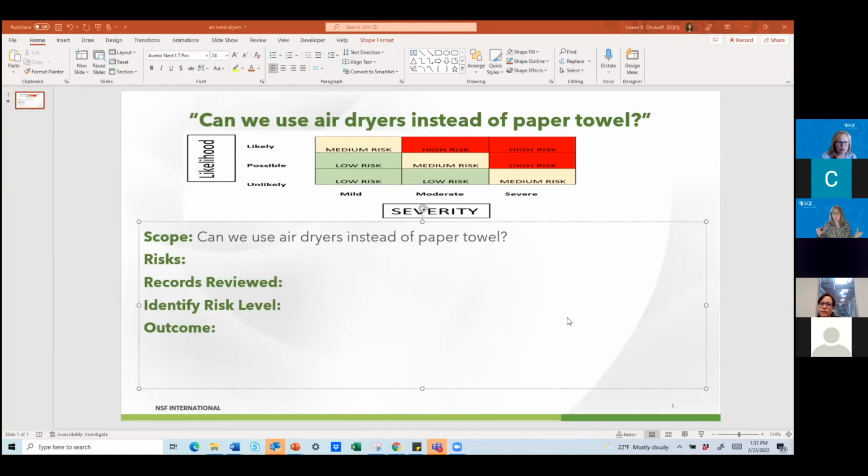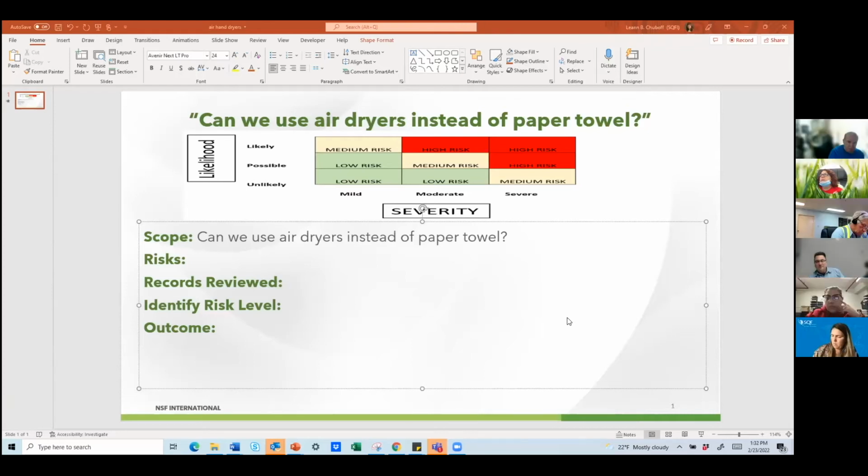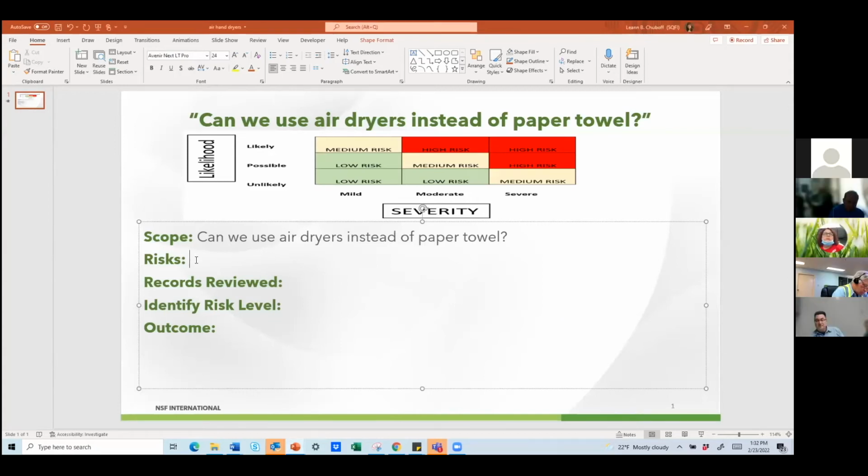So the scope is, your production manager, or maybe the sustainability manager, says, hey, we want to use air hand dryers instead of paper towels. And you're saying, well, the SQF code says we can't. Well, let's see if it's viable to do that. So if we want to use air hand dryers instead of paper towels, first step, let's discuss the risks. What would be some of those risks to using an air hand dryer?